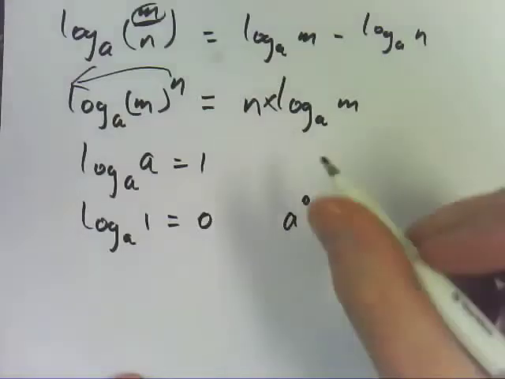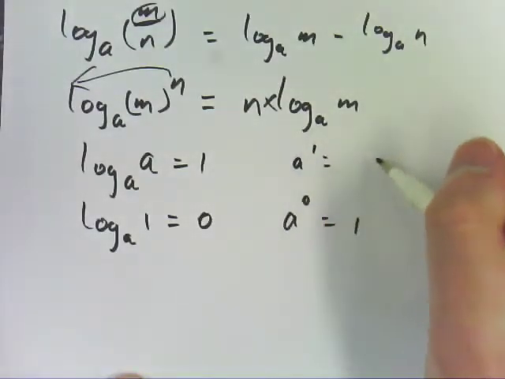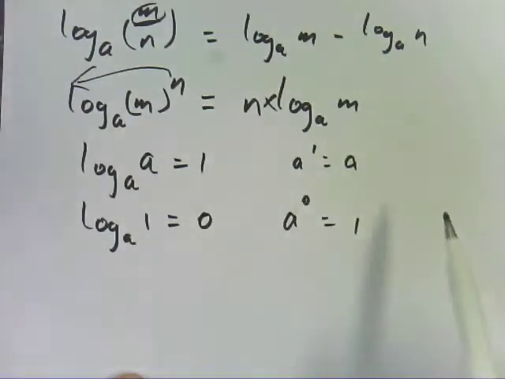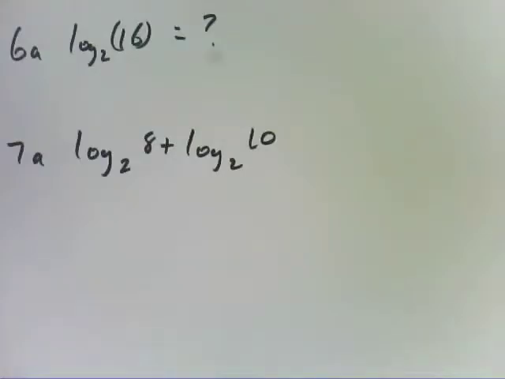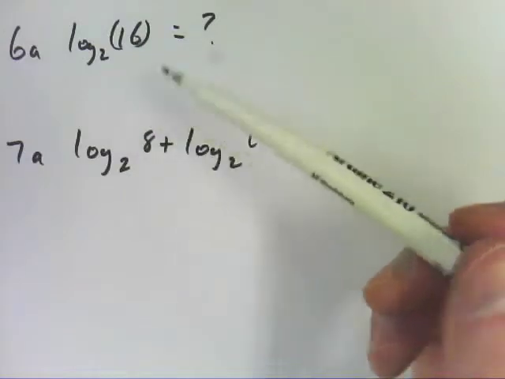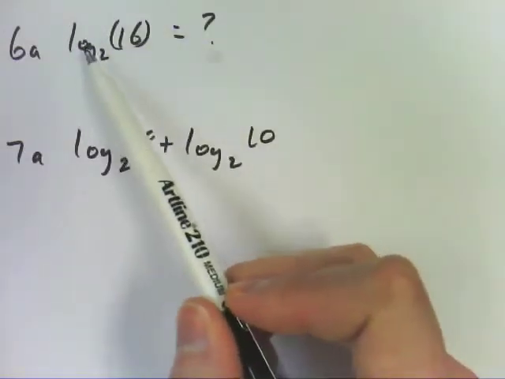Relate this one, a to the 1 equals a. That's how they relate together. That might help you understand where those two come from. Okay, so some examples of that stuff in action. We already did this example before.